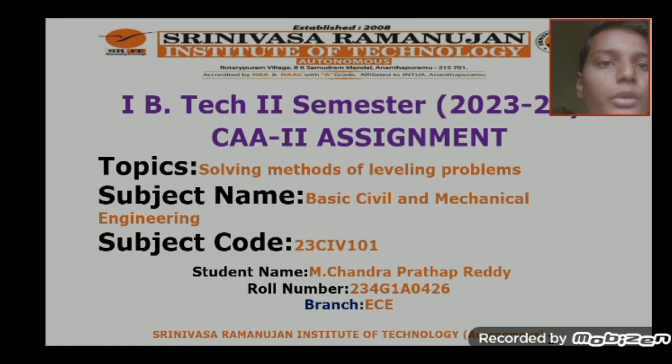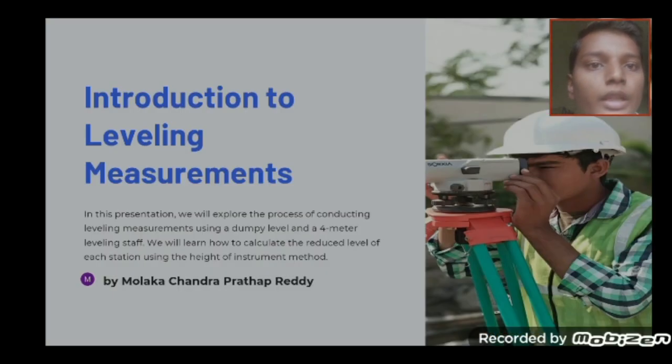Today we are discussing solving methods of leveling problems. Introduction to leveling measurements. In this presentation, we will explore the process of conducting leveling measurements using a dumpy level and a 4-meter leveling staff. We will learn how to calculate the reduced level of each station using the height of instrument method.